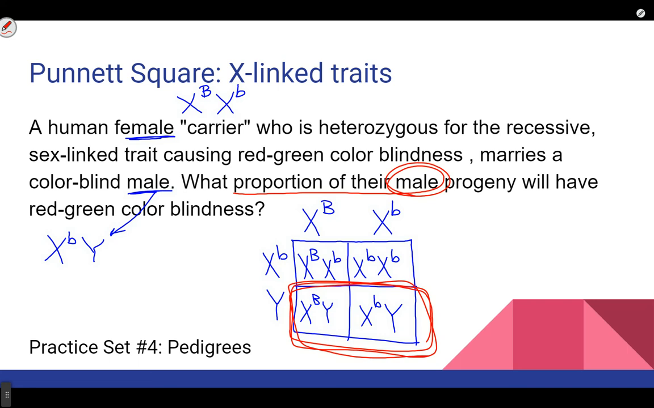25-50%. Out of just the males. That's what I mean. That's why I have to read them carefully. 25% of all their kids will be males who are colorblind. 50% of the males, which is what the question said, will be colorblind.